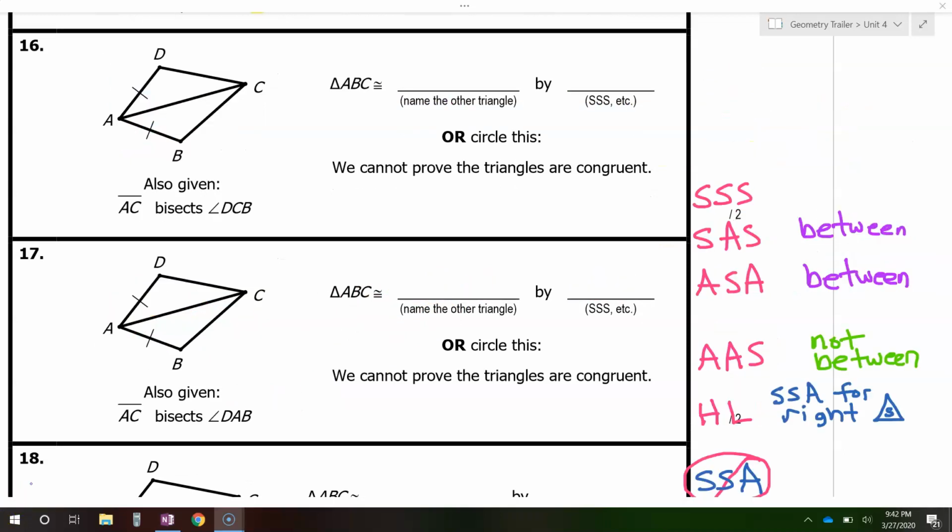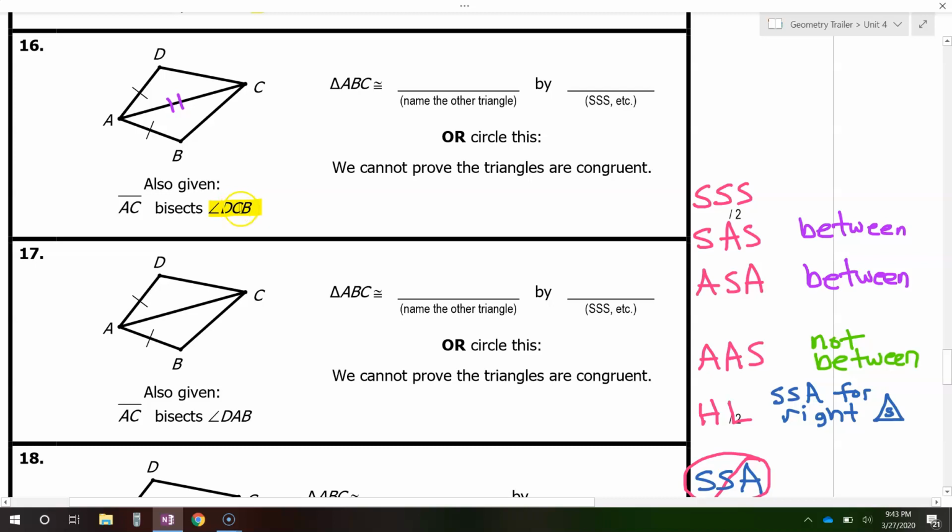All right, number 16. Again, we have a shared side. AC is shared. So we should go ahead and mark that right now. Boom. Additional information. AC bisects angle DBC. What does bisect mean? Bisect means to cut in half. So focus your eyes on the second half of that statement.